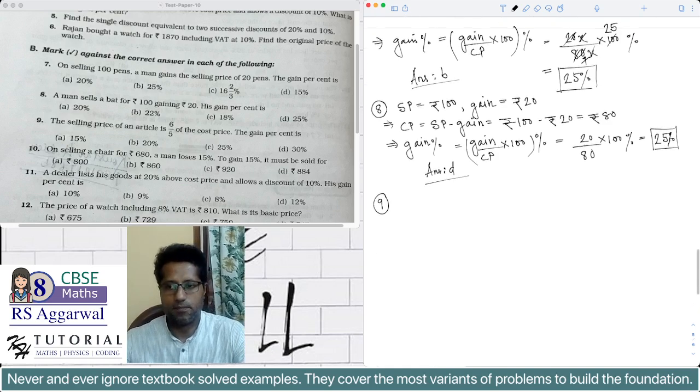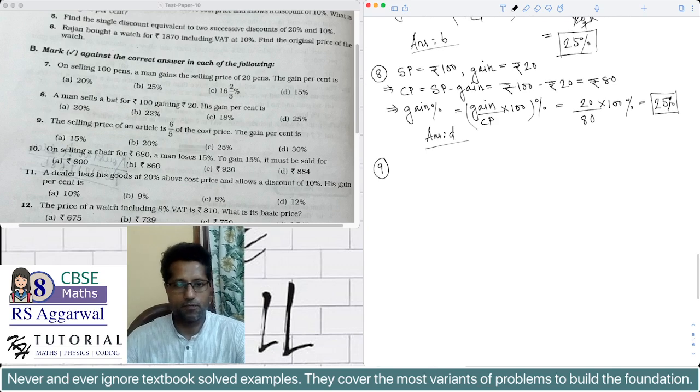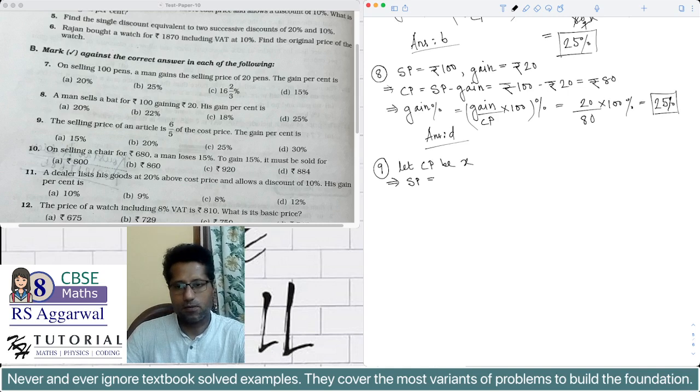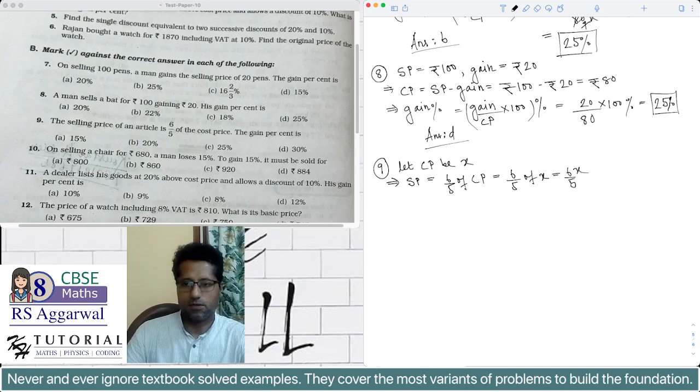Question number 9. The selling price of an article is 6 by 5th of the cost price. The gain percent is. Okay. So let CP be X. So this implies SP is given to be 6/5 of CP, which is equal to 6/5 of x, and the of operator we know is multiplication. So we have 6x by 5.